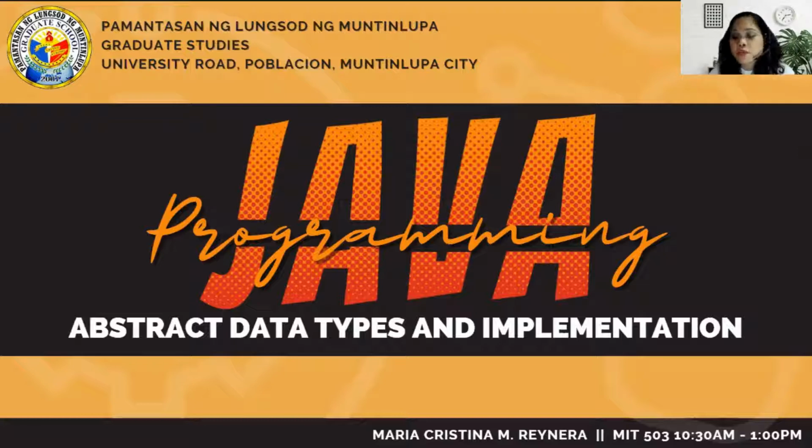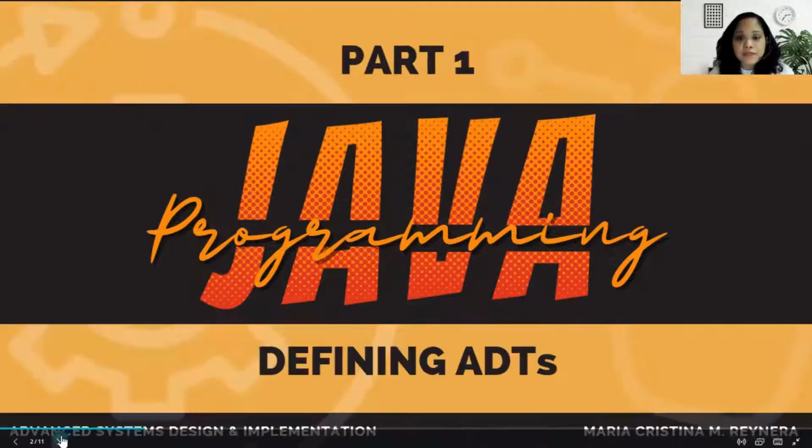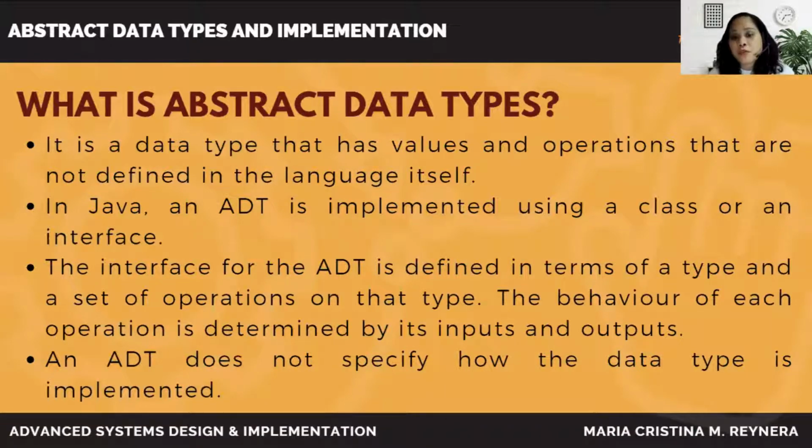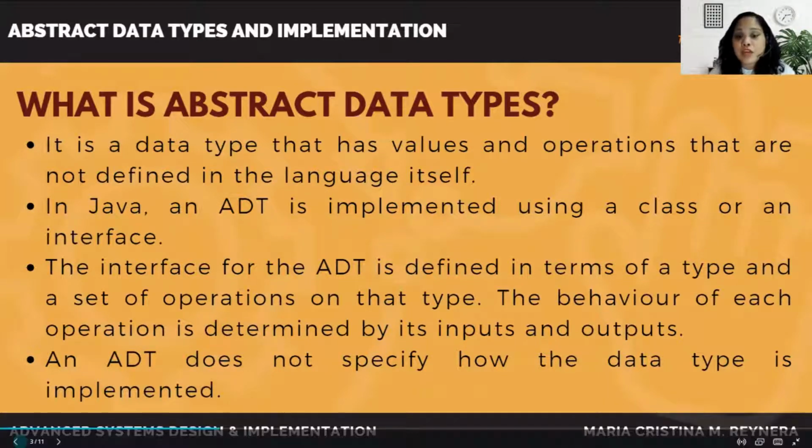So, for the first part of our session is to define first what is ADT. This ADT refers to the data type that has values and operations that are not defined in the language itself. It is a specification of a set of data and a set of operations that can be performed on the data. Such a data type is abstract in the sense that it's independent of various concrete implementations.